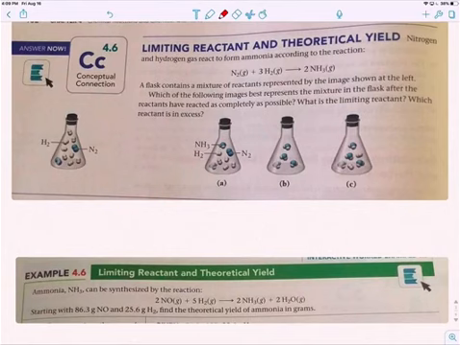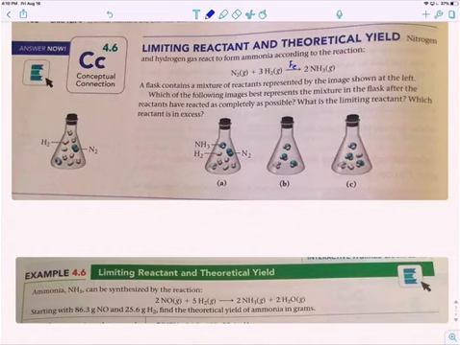So limiting reagent, this is the ammonia synthesis reaction. This is a very important reaction. This is where we get our fertilizer from, and it's usually used with an iron catalyst. So we have nitrogen plus 3 hydrogens make 2 ammonias. And so we have a flask here. What's the limiting reagent and which one is in excess?